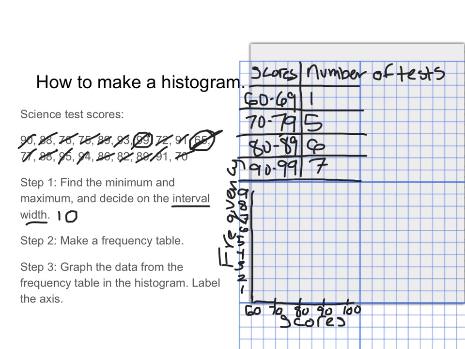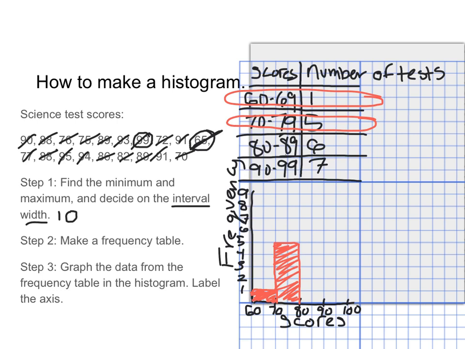And now I can draw in my bars. So starting with the 60 to 69 bar, that only goes up to 1. So between 60 and 70, I'm going to draw a bar with a height of 1. And then from 70 to 79, there were 5. So I'm going to go up to 5 for my next bar that ends at 80. Notice how there are no gaps between the bars. That is really important. That's how we can visually distinguish this from a bar graph. Histograms do not have gaps.